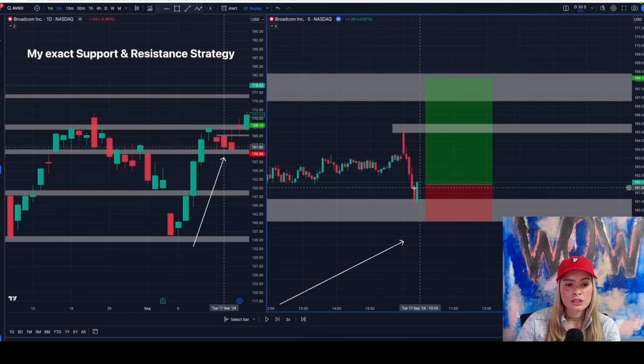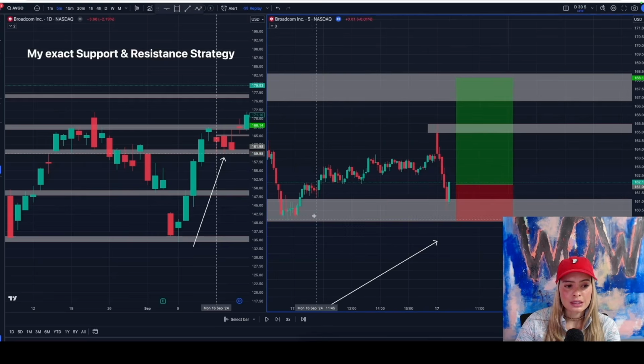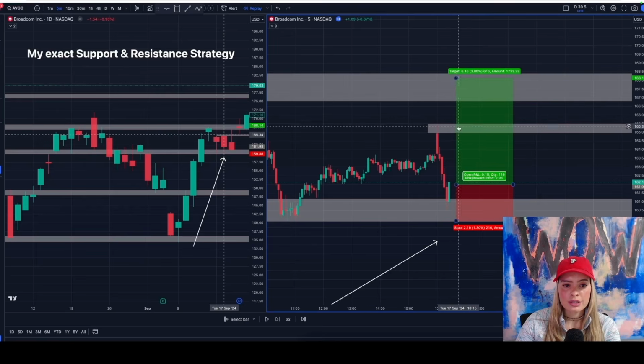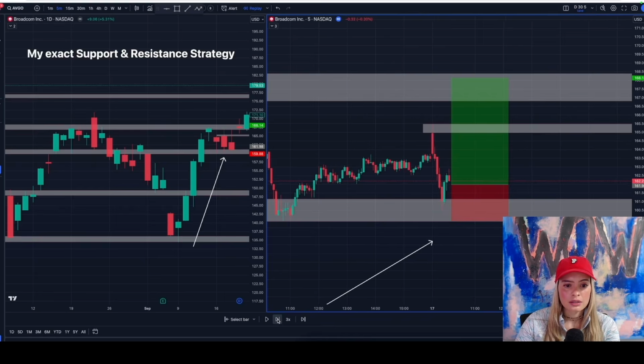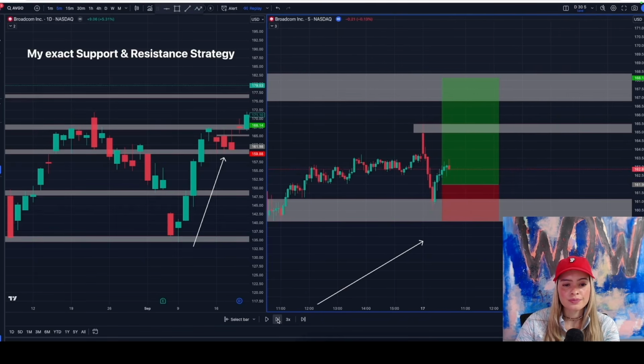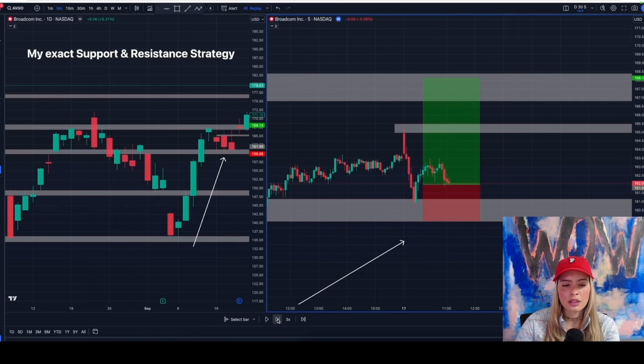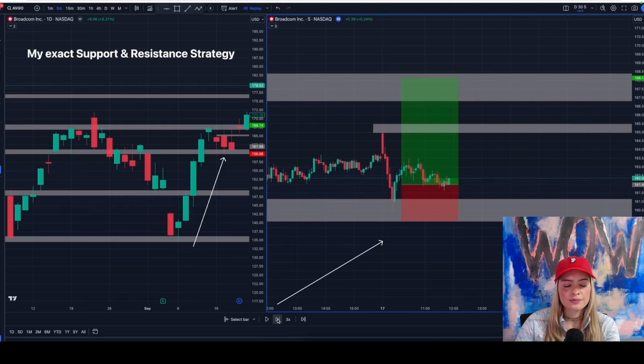I'm entering as close as I can to my support. My stop loss is this low here. My first PT is this high here, but my main one is my next level, which is this level of resistance. So let's see how the market's gonna react there. Okay, we have a bounce.